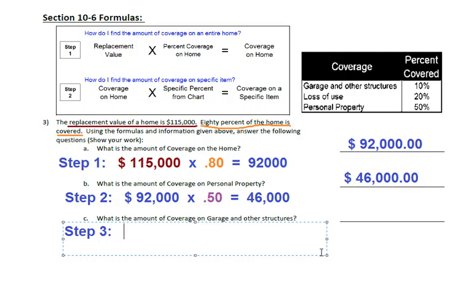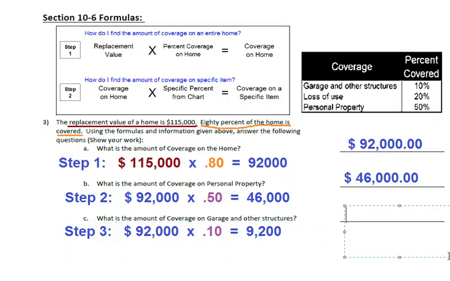Step 3 will help us look at the garage. So once again, for step 3, we're going to take $92,000, and this time, instead of multiplying it times 50%, we're going to multiply it times 10%. And that means that if this person loses their garage, they're going to get $9,200 to fix and or replace their garage.